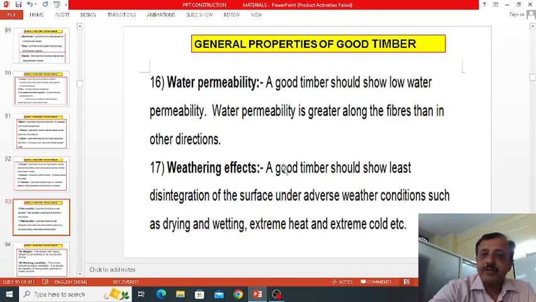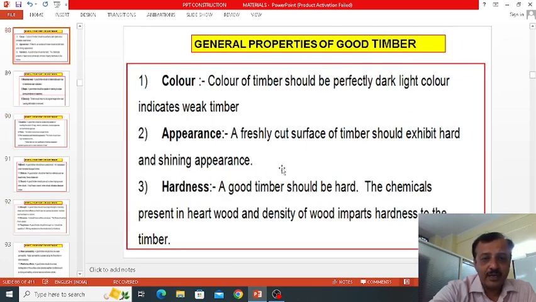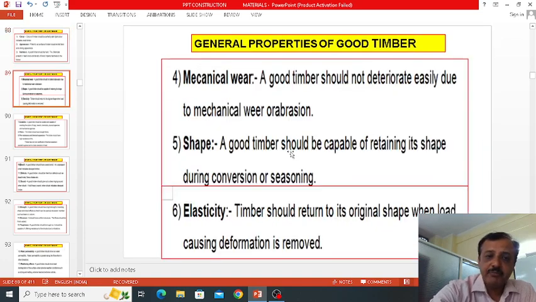These are the general properties of good timber. Let us summarize once again. First is the color. Color should be perfectly dark. Light color indicates weak timber. Appearance. Freshly cut surface of timber should exhibit a hard and shining appearance. Hardness. Timber should be hard. Chemicals present in the wood and density of the wood impart hardness to the timber. Mechanical wear and tear. It should resist mechanical wear and abrasions. Coming to shape, it should retain its shape during conversion and seasoning.